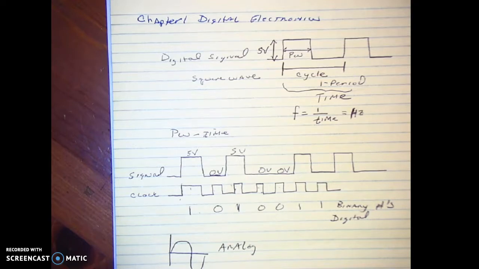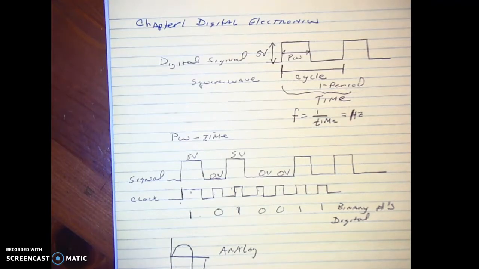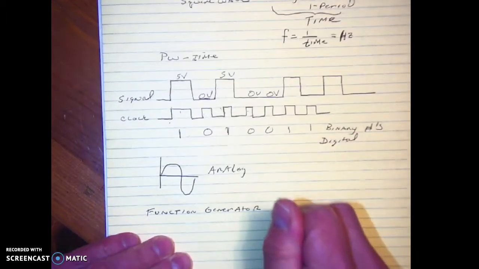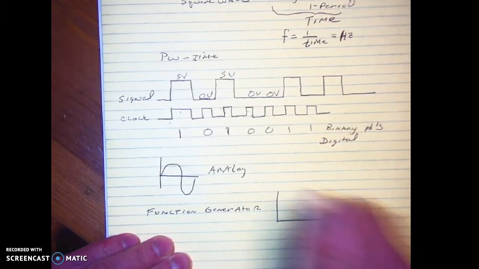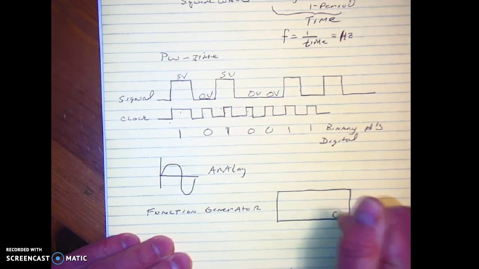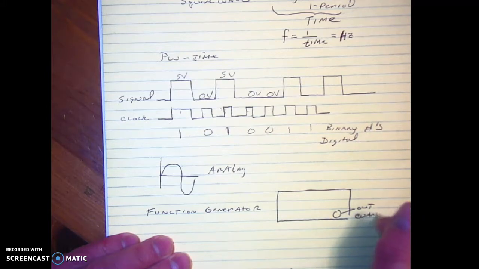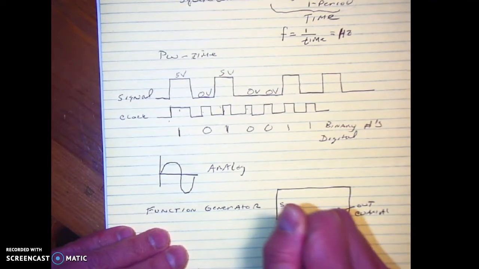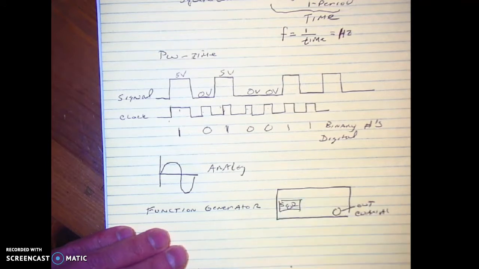And in our lab, we actually will use a function generator. And basically the function generator will have an output, a coaxial cable out. And this will be a coax. And we'll have some buttons and we'll have some stuff. I'll be teaching you how to do that. And what we'll use on here is a square wave button over here. And then we'll mess with the frequencies and the voltages and stuff like that.